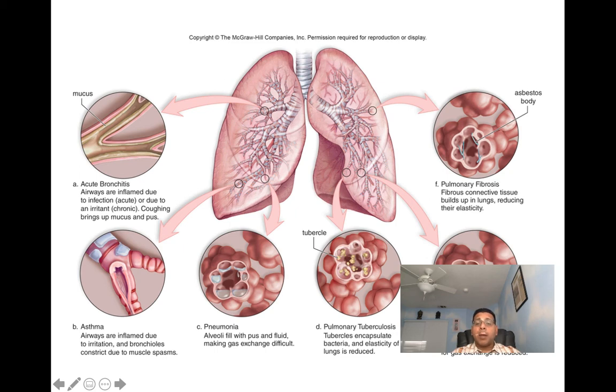And then emphysema, which we mentioned. Here you can see the enlarged air spaces. And last, we can appreciate pulmonary fibrosis. Here you can appreciate some asbestos bodies. What happens is fibrous connective tissue builds up in the lungs, and that reduces the lungs' elasticity. So not good, not good, any of these pathologies.